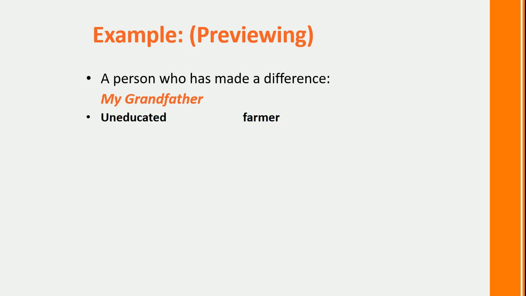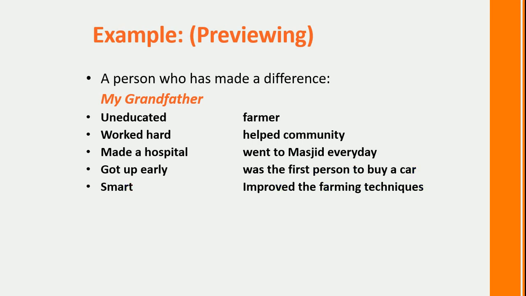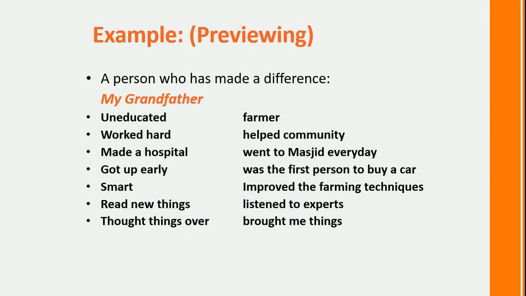Now I use the listing technique. For example: uneducated, farmer, worked hard, helped community, made a hospital, went to masjid every day, got up early, was the first person to buy a car, smart, improved the farming techniques, read new things, listened to experts, thought things over, brought me things, told me stories, advised me.